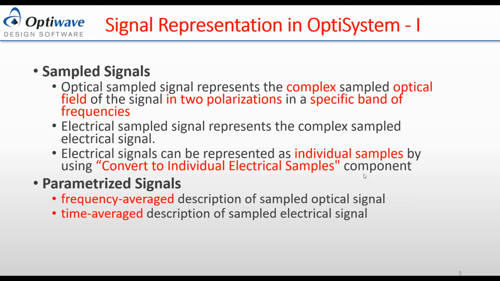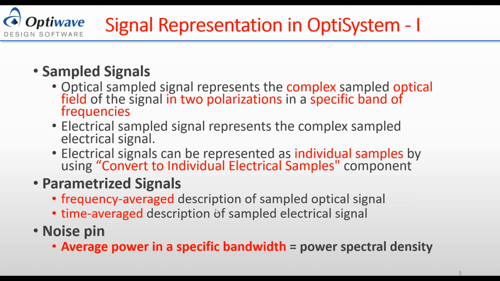Now, the parameterized signal is a kind of representation as an averaged signal for the whole samples of that signal. If the signal is in the time domain, as an electrical signal, it would be a time average. If the signal is an optical signal, it would be frequency averaged, and represented as basically a single power and a single, for example, frequency.